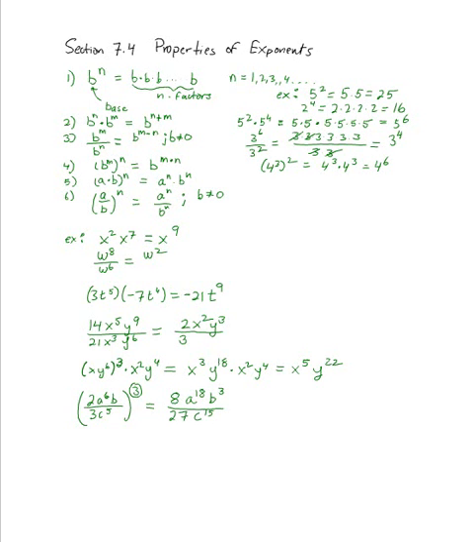We'll move on to section 7.5. In section 7.5, we're going to expand our list of properties of exponents. We're going to deal with some negative exponents and deal with an exponent of 0.